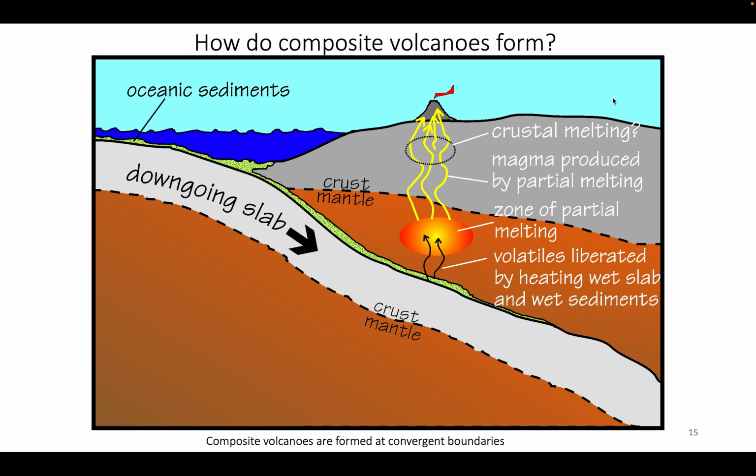How do composite volcanoes form? Composite volcanoes form at convergent boundaries. When two plates come together, it is known as a convergent boundary. If you have a continental plate colliding with a continental plate, this typically causes the edges of one or both plates to buckle up into a range of mountain ranges.